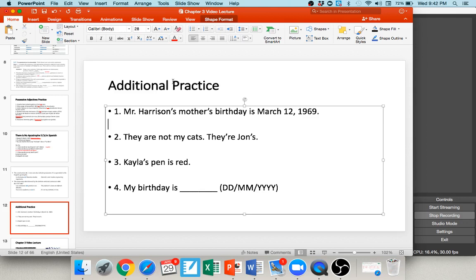Mr. Harrison's mom. But we can't use apostrophe S in Spanish. So we need to say the birthday, el cumpleaños, the birthday of, el cumpleaños de. And this is the birthday of Mr. Harrison's mom, or the birthday of the mom, the mother, la madre, de Señor Harrison. Okay? Don't let that confuse you. Lots of things going on there. We can't use apostrophe S. So this is the birthday of the mom of Mr. Harrison. Her birthday is es.